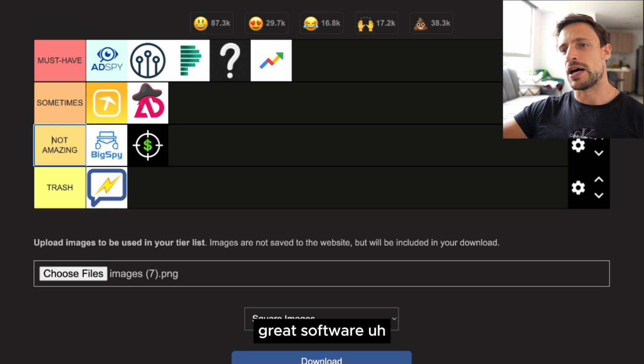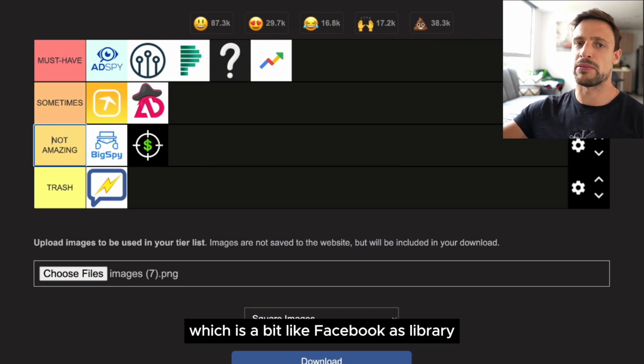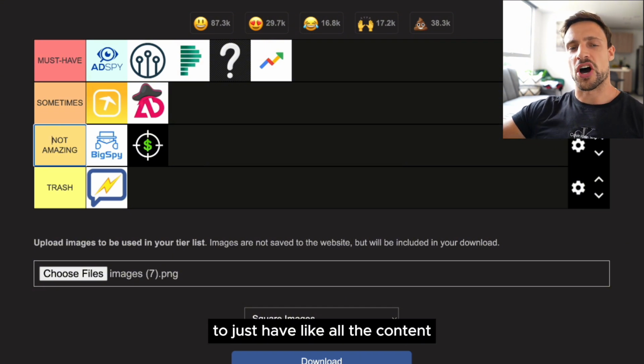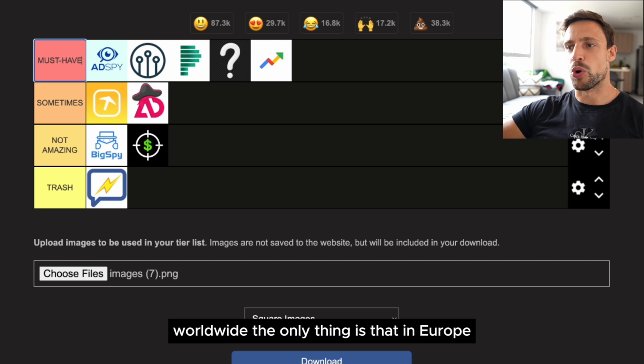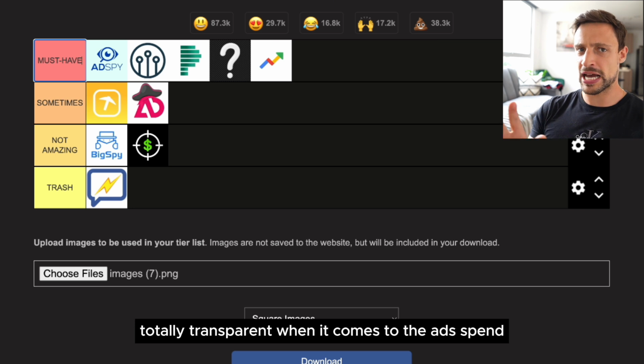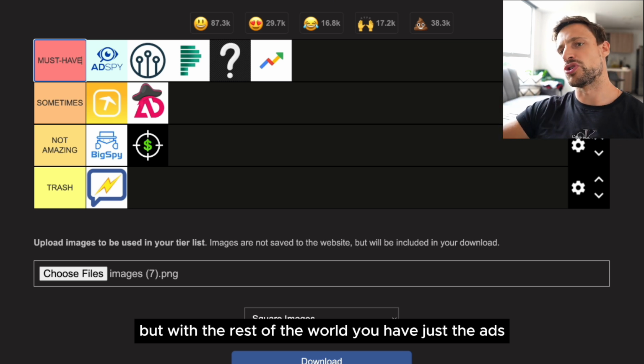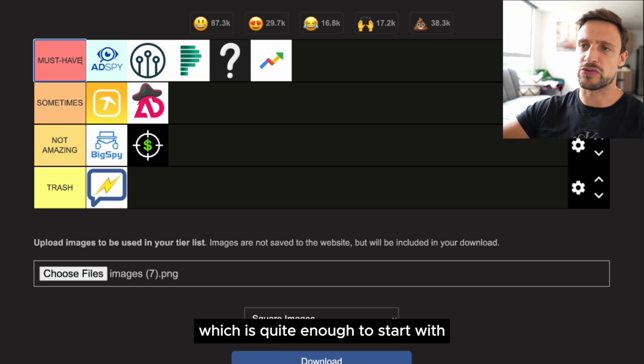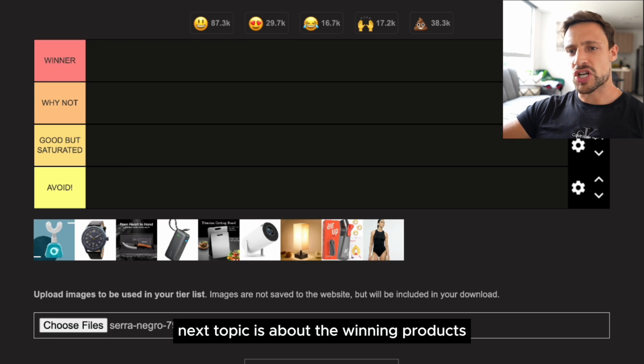Great software. You also have Google Ads Transparency, which is totally free, a bit like Facebook Ads Library, to have all the content totally transparent worldwide. The only thing is that in Europe you also have the ad spend, because Europe is totally transparent when it comes to the ad spend, but with the rest of the world you have just the ads, which is quite enough to start with. Next topic is about the winning products.